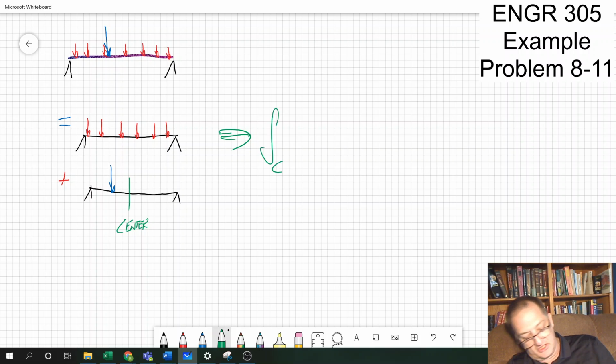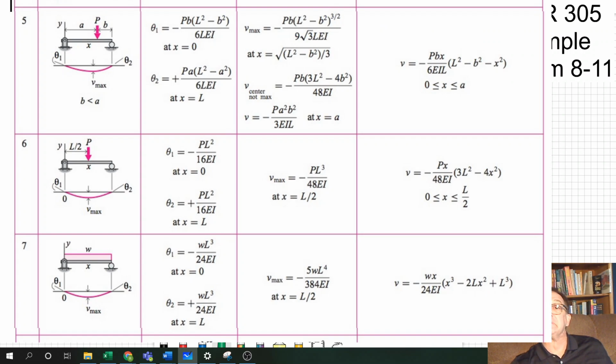So the first thing, what's the deflection at the center from that load? Well, I'm going to go back to my trusty dusty equations. Case 7, my maximum deflection is at the center, and it's minus 5WL to the 4th. I'm going to write that down behind this. Minus 5WL to the 4th over 384 EI. All right? Okay, that's kind of a mouthful.